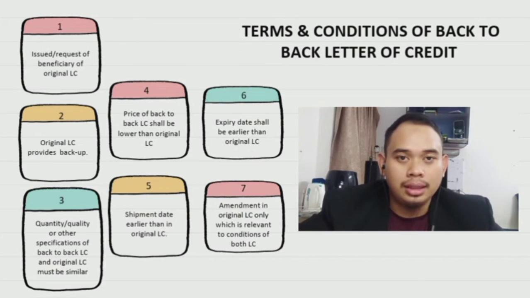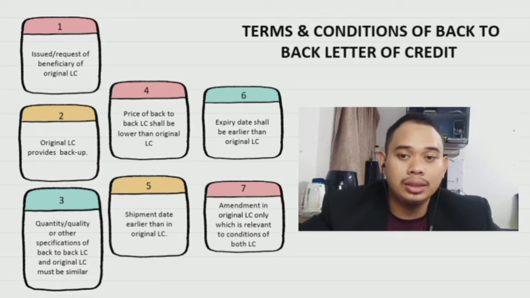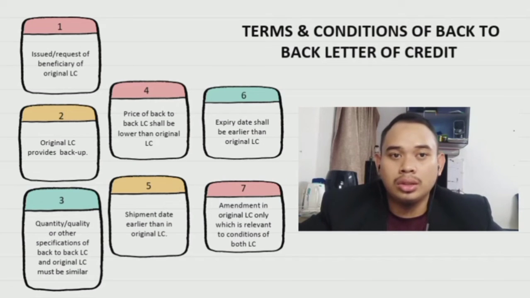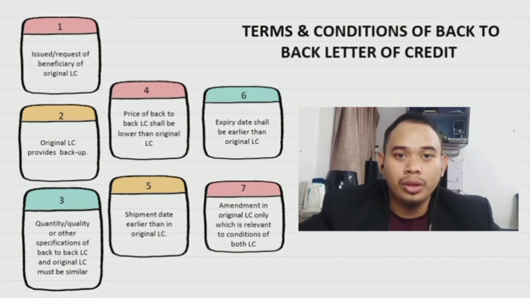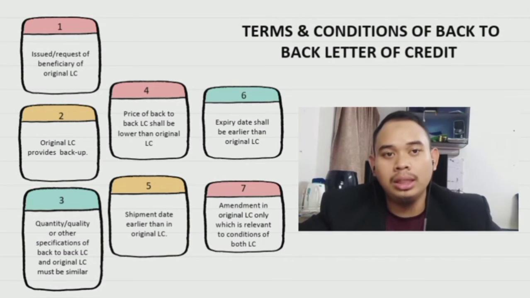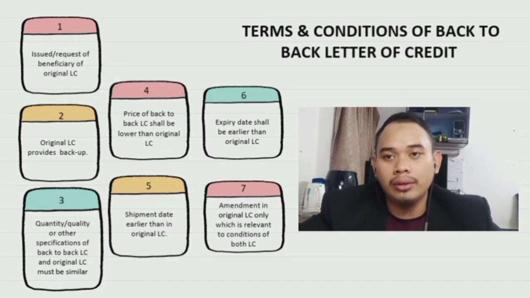And next, the shipment date may be earlier than in the original letter of credit in order to provide a cushion. Then the expiry date of the back-to-back letter of credit shall be earlier than that of the original letter of credit. And lastly, on the issue of a back-to-back letter of credit, amendments in the original letter of credit are only accepted if they are relevant to both letters of credit.